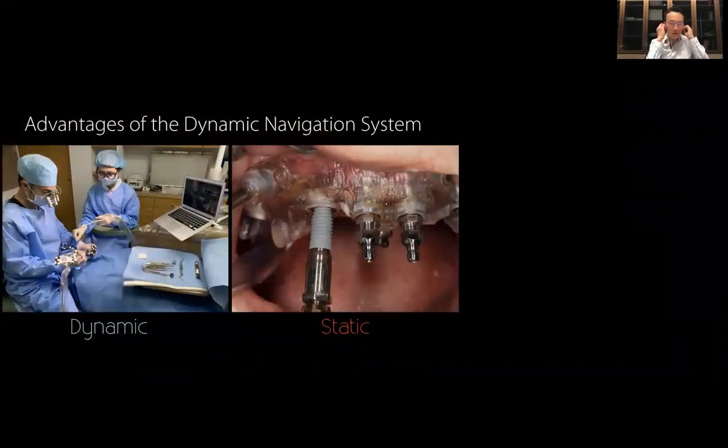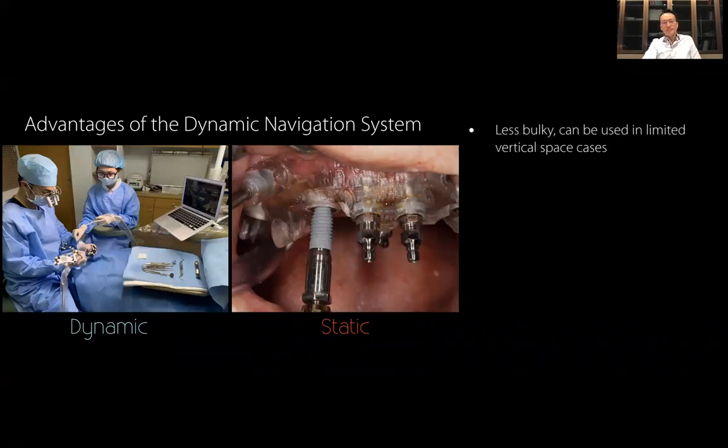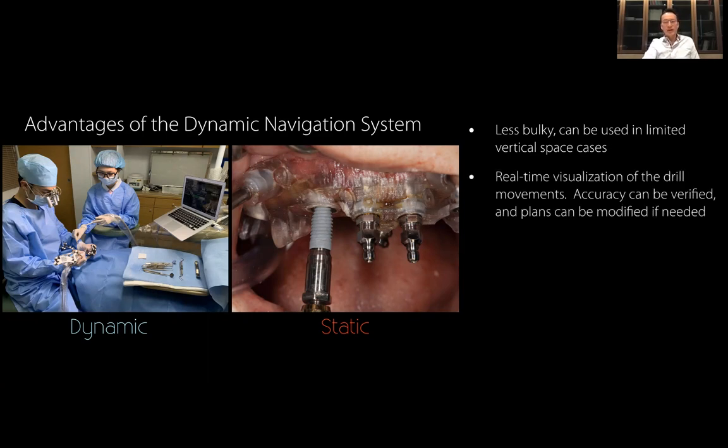So to conclude, both the static navigation system, that is the surgical guide, and the dynamic navigation system, to use these to do the all-on-X or all-on-4 treatment protocols, they're both very useful. But in my opinion, the dynamic navigation system does offer some advantages, and because it's less bulky, it can be used in limited vertical space cases. And a big thing for the dynamic navigation system is that it has real-time visualization of drill movements. We can see exactly where the drill is, and the accuracy can be verified at all times because we have a direct view of the surgical site. And if needed, we can modify the plan right away and make changes.